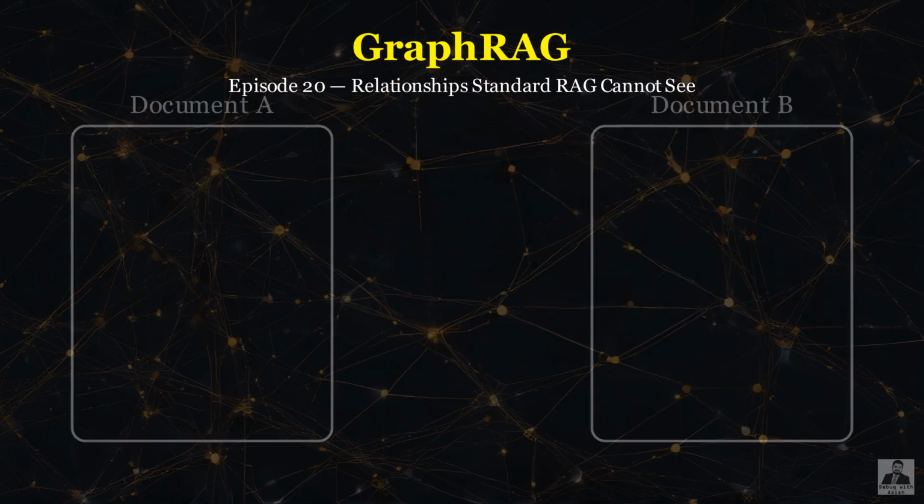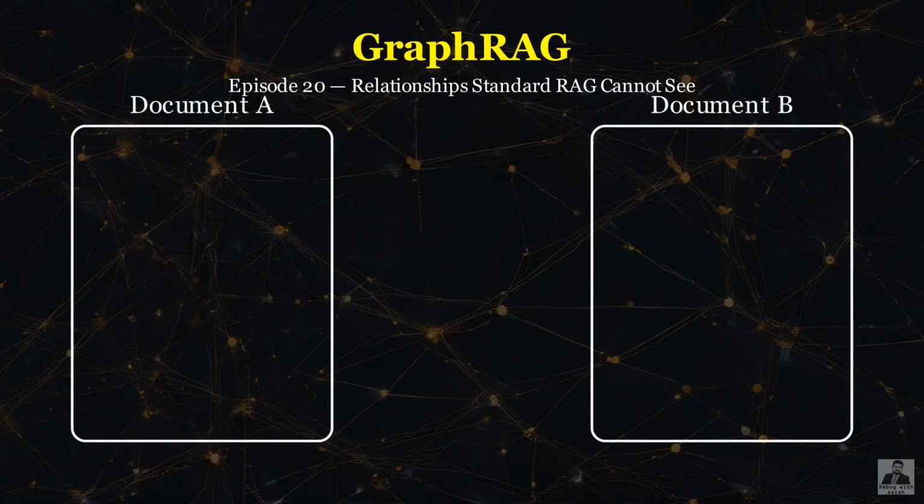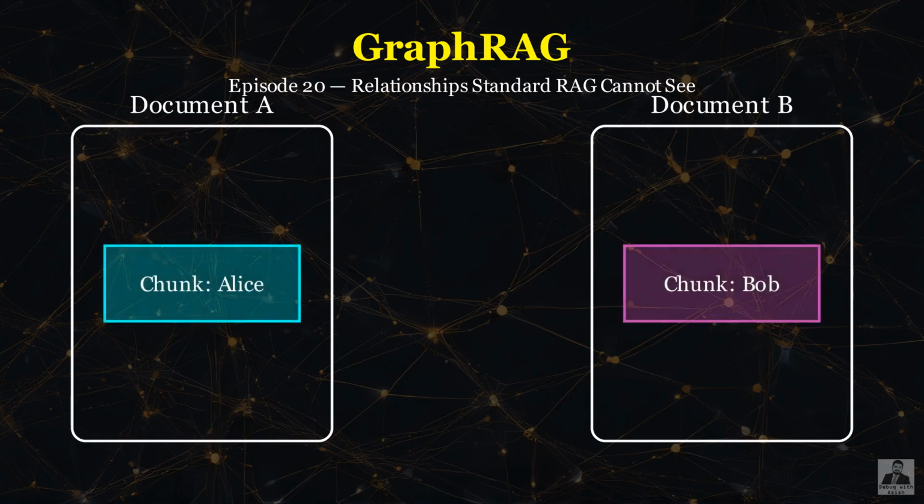Chunk-based RAG treats every document as an isolated island. A chunk about Alice knows nothing about a chunk about Bob, even if Alice manages Bob's department. And that relationship is the answer to the user's question.